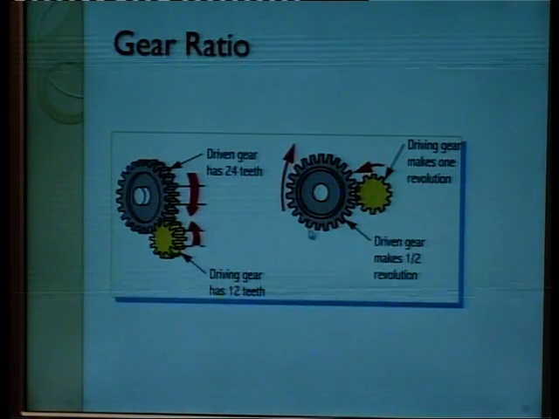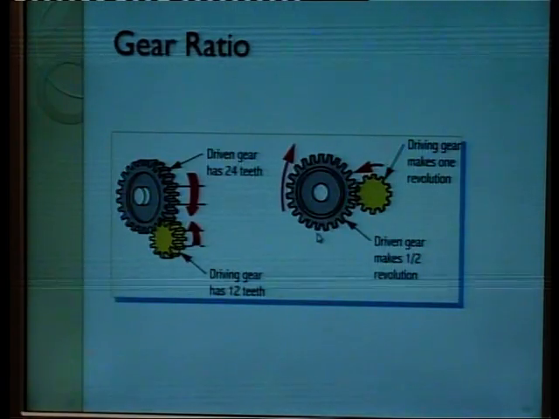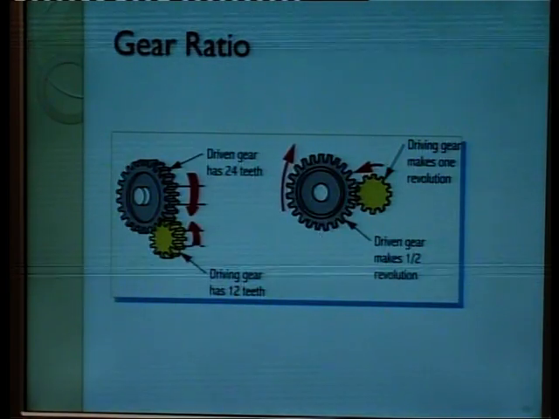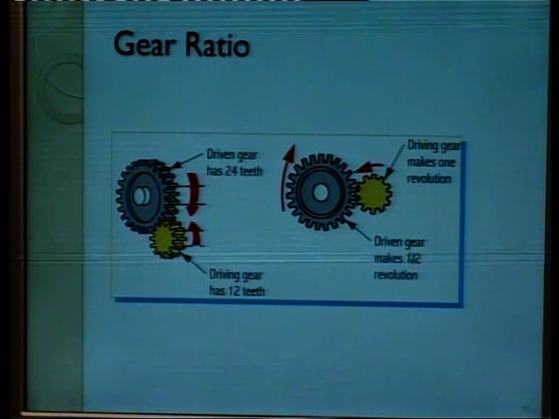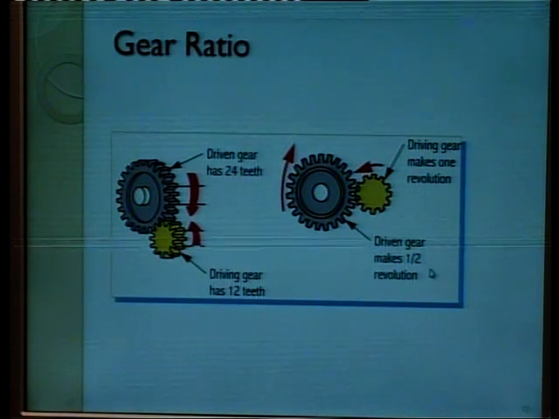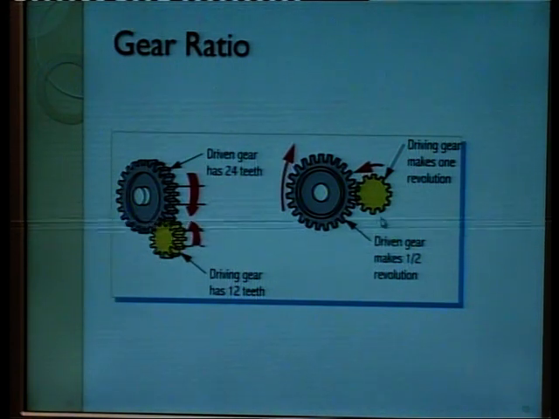This diagram tells about the direction of rotation, and it also makes clear that the driven gear will make half the revolutions of the driving gear.